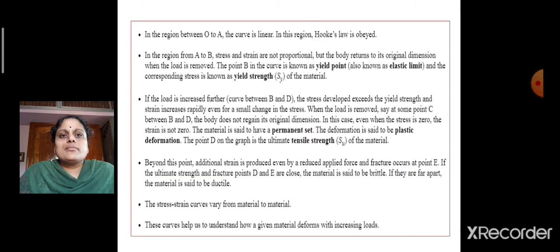In the region from A to B, stress and strain are not proportional, but the body returns to its original dimension when the load is removed. The point B in the curve is known as the yield point. It is also known as the elastic limit. And the corresponding stress is known as the yield strength of the material.